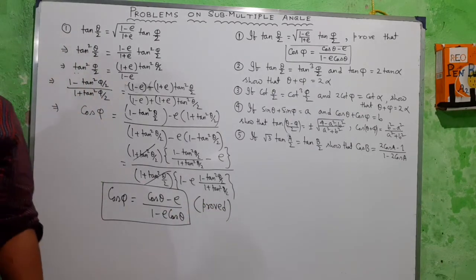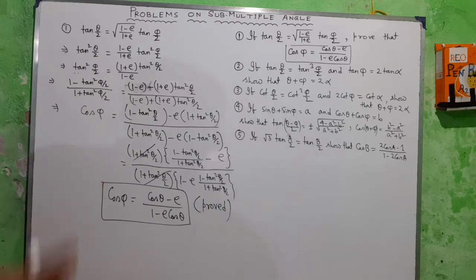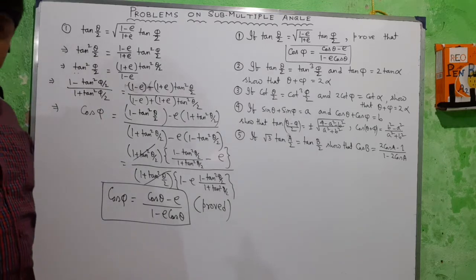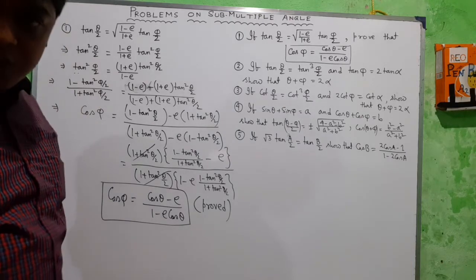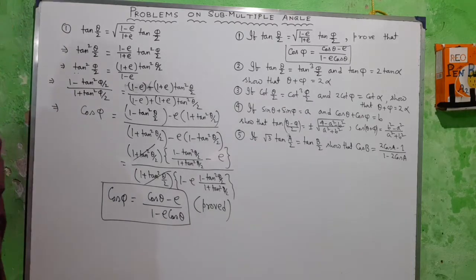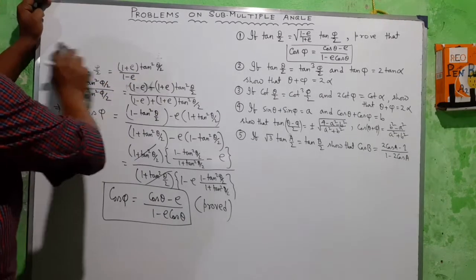So the first problem we have already solved, and this is a simple problem. Just remember the formula: cos theta equals (1 minus tan square theta by 2) by (1 plus tan square theta by 2). Next, problem number 2.